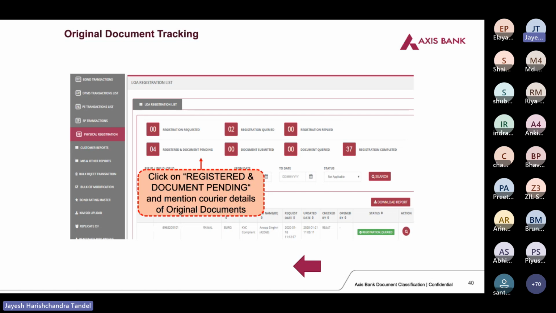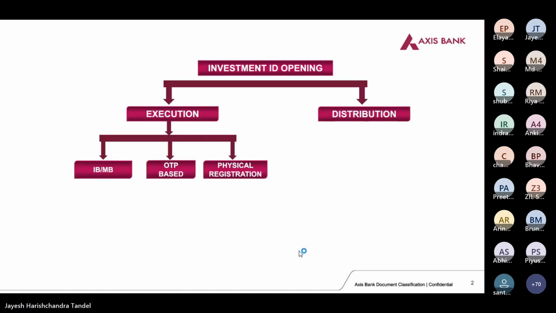And once you send that document, you have to add courier details in this queue, registered and document pending, and you have to push that entry further to us for verification. And once we receive the original document, we will again verify that document with the scanned document you have uploaded. And if we find the documents in order, we'll push that entry to the complete stage. So this is all the registration process.